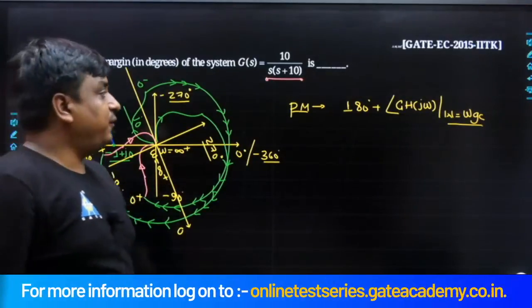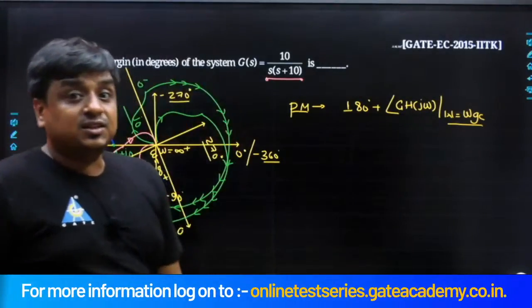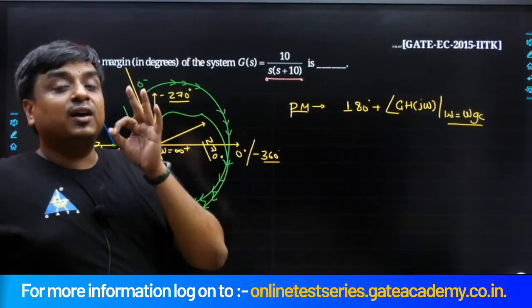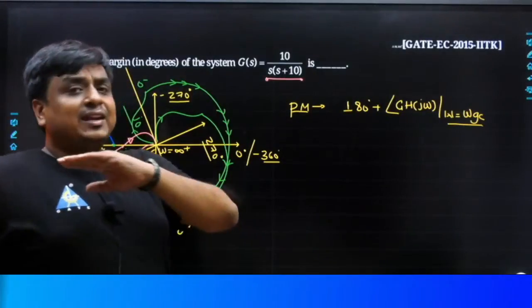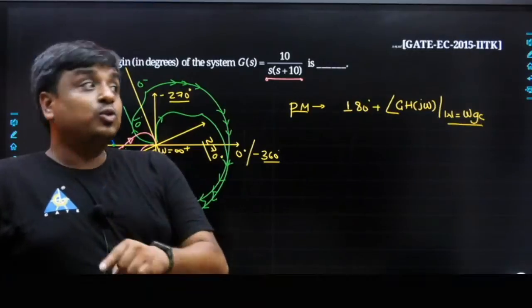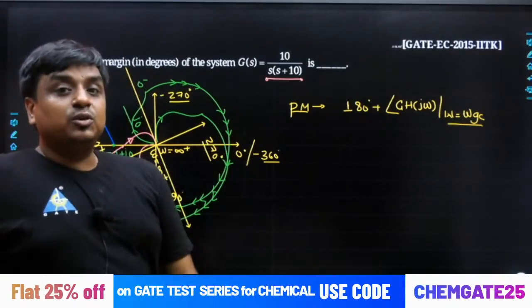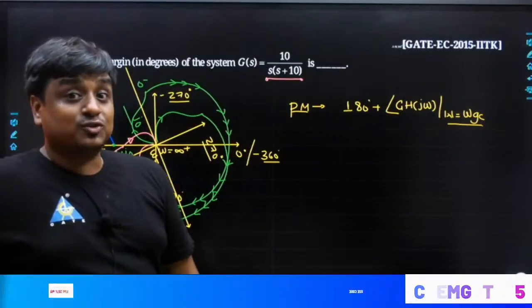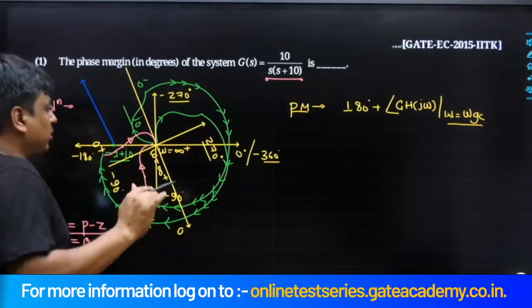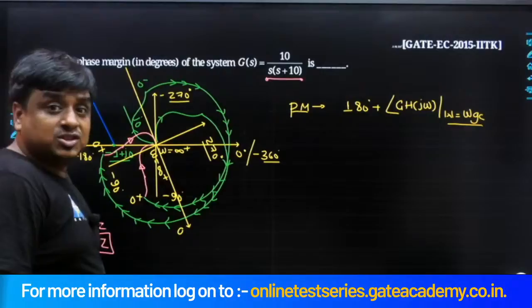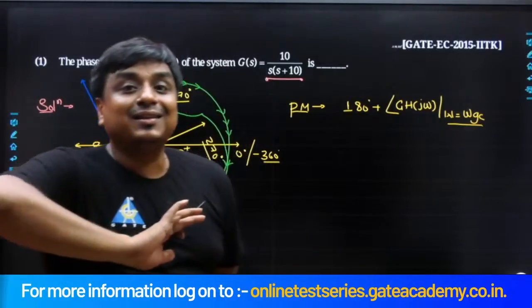My dear friend, if you do not have a valid omega GC, that means at any moment of time, the magnitude offered by the system does not reach 1. And if the magnitude does not reach 1, that means at no moment of time would it be crossing through the -1 plus j0. The system would become an utterly stable system.